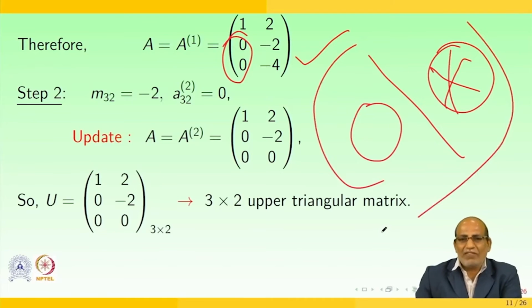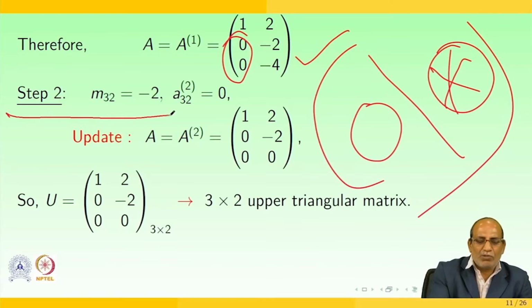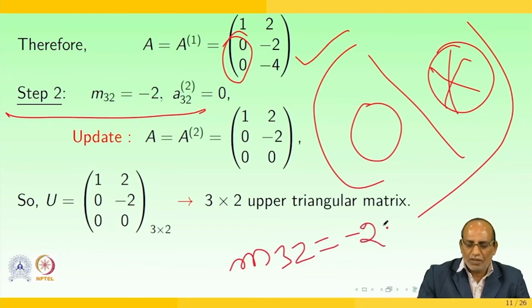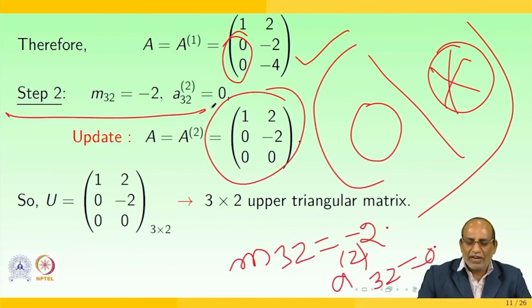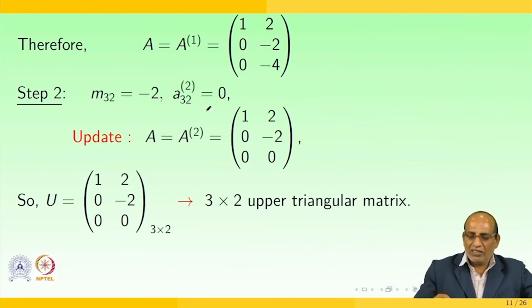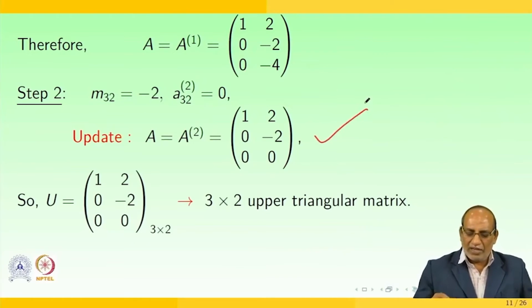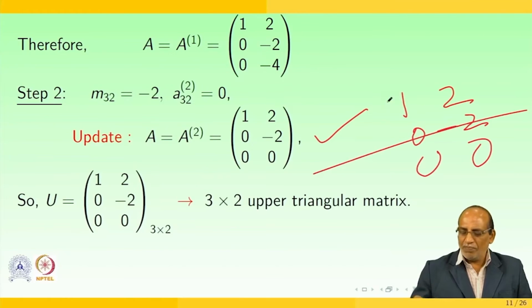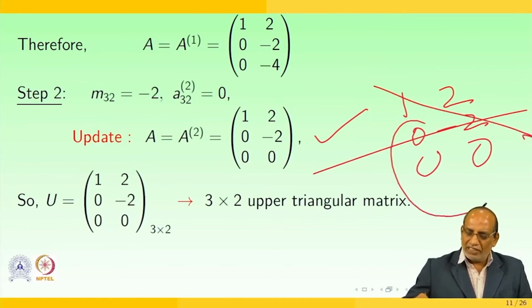So when I proceed with step 2, it turns out M32 is equal to 0, M32 is equal to minus 2 and A2 of 32 is equal to 0. So I want to update this. When I update this, I get this matrix. You see over here, again this matrix is 1, 2, 0, minus 2, 0, 0. That means this is 0 and this is the main diagonal. So everything is 0 over here.